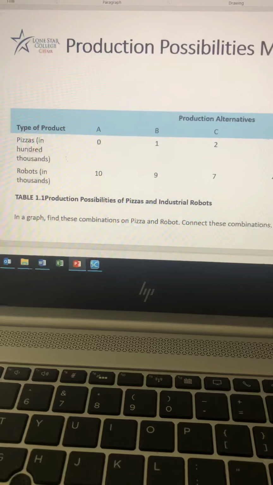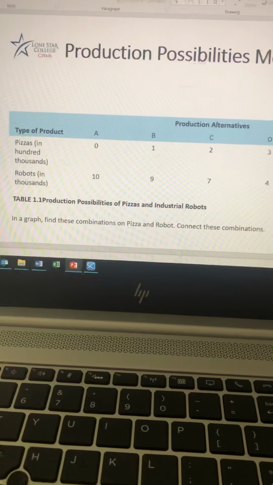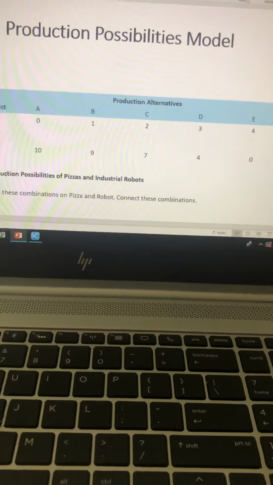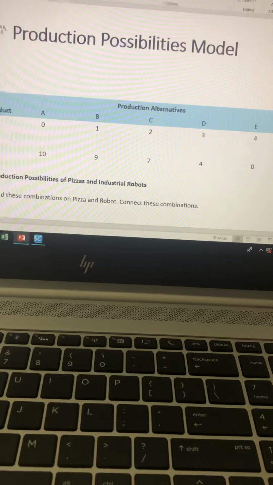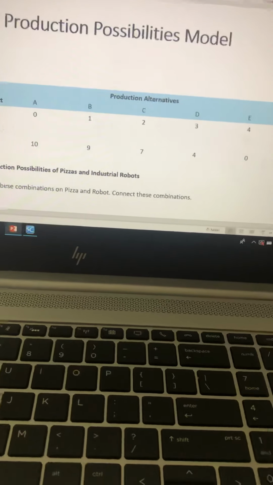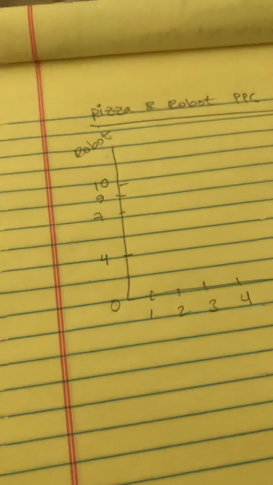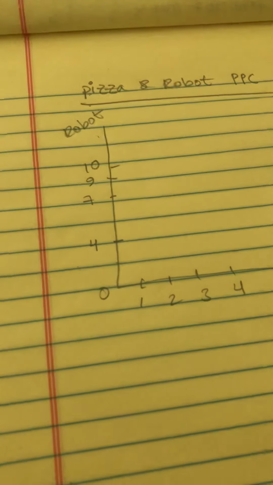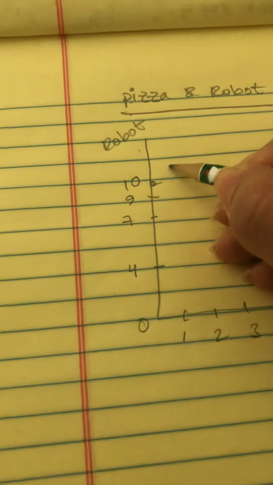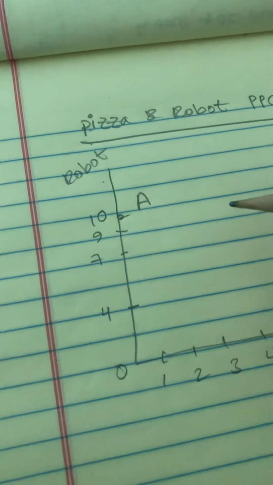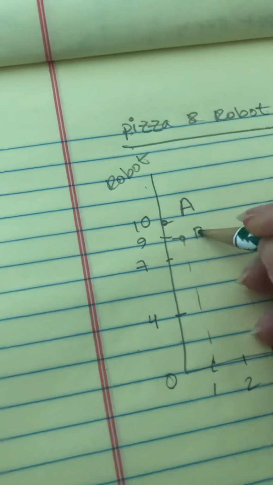So in point A, the economy produces 0 pizza and 10 robots. Let me put some numbers on my X and Y axis, and I'm going to show them to you. Okay, so point A is somewhere here where we are producing only robots, 0 pizza. This is an extreme case. Point B is when we are producing 1 unit of pizza and 9 robots, so somewhere here.